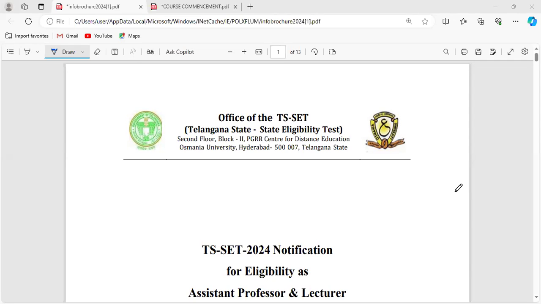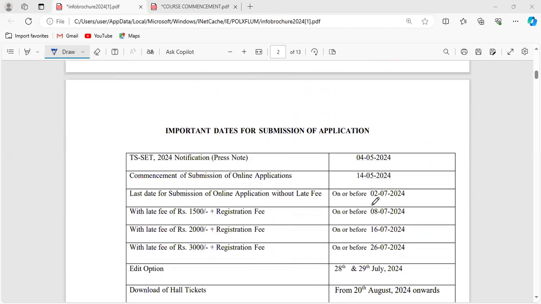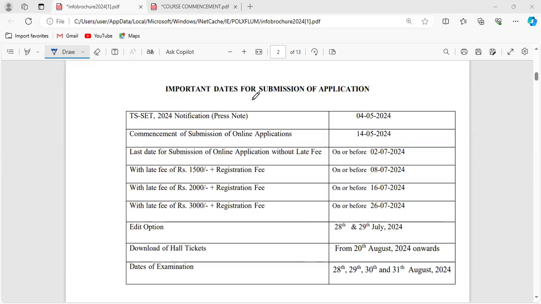The notification regarding the State Eligibility Test in Telangana state has been released for the post of assistant professor and lecturer in Telangana universities and colleges. Here are the important dates regarding the application form. The notification was released on May 4th, the application form opened on May 14th, and the last date to submit the application form is on or before July 2nd.